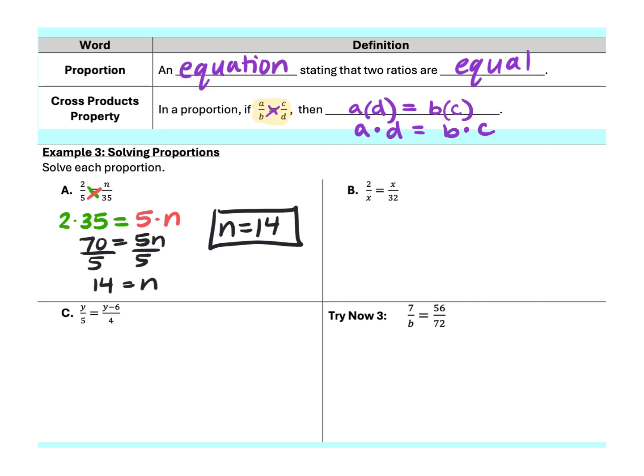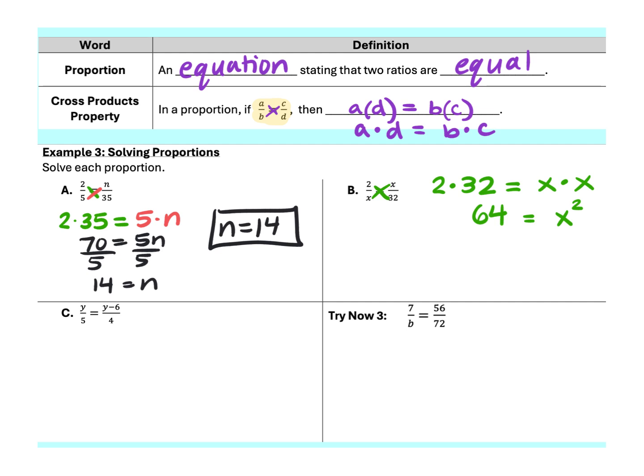Let's try another one. In problem B, I'm again going to use my cross product property. So 2 times 32 equals x times x. Now, an x times an x makes an x squared. I think you've seen that before in your algebra courses. If you haven't, just remember that x times x is x to the second power. It's 2 x's multiplied together.